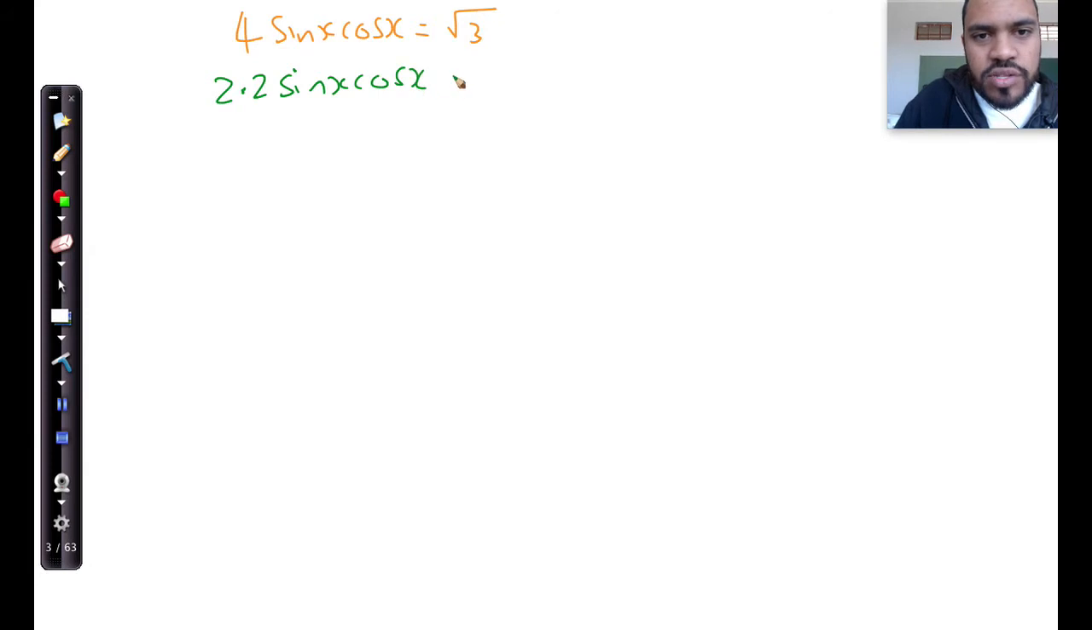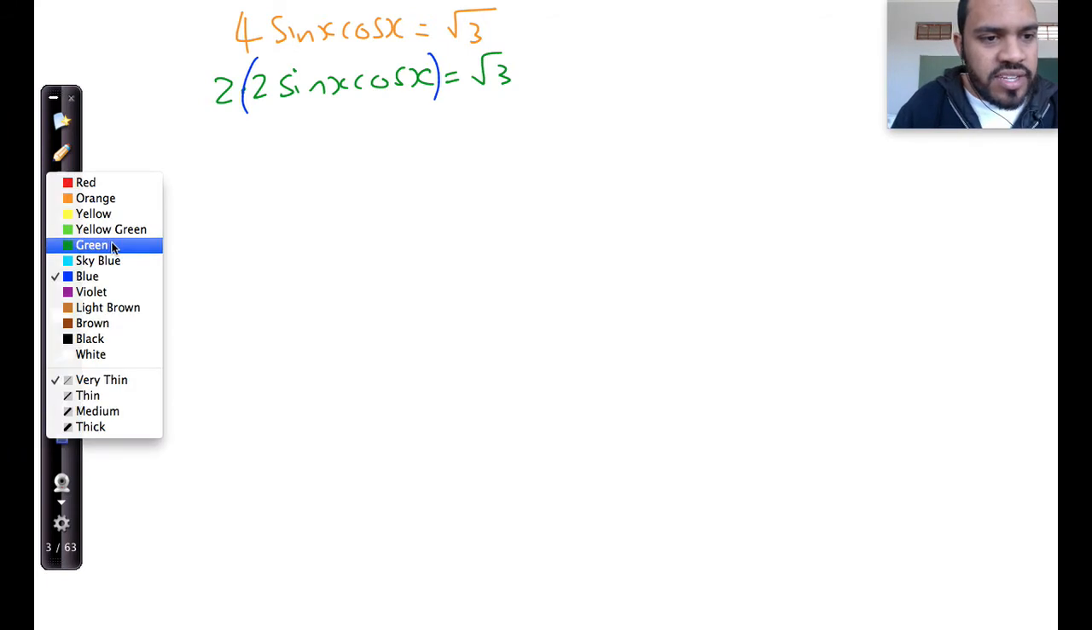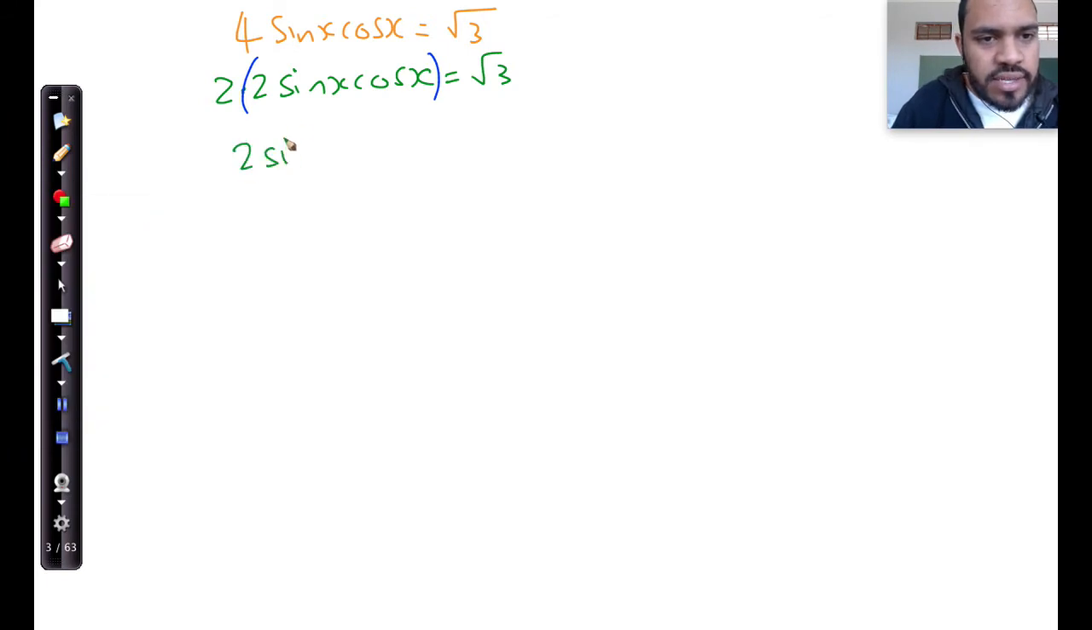which is equal to the square root of 3. Now, let's isolate this. Let's block that off. You still have this 2, so let's divide both sides by 2. Then that's going to give me 2 sine x cos x is equal to the square root of 3 divided by 2. Now, root 3 over 2, that's nice.